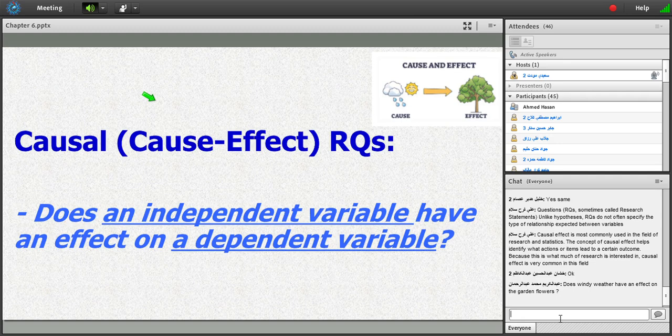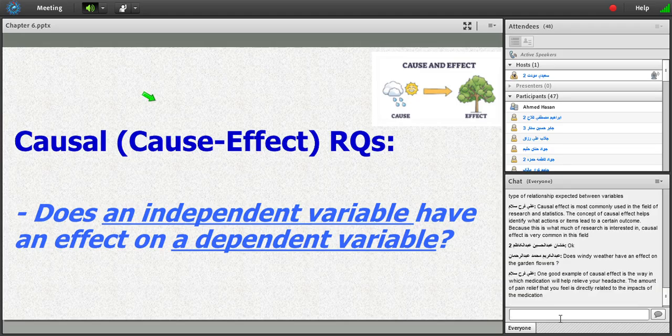So this is a causal type of research question in which I want to check the effect of independent variables on dependent variables. This is the model. Look, the model is like this. Does an independent variable have an effect, have an impact, have an influence on a dependent variable? So this is the pattern, the model. You can use an independent variable here and put a dependent variable here to form a causal research question. For example, thank you. Does windy weather have an effect on the garden flowers? Exactly. This is a causal research question.